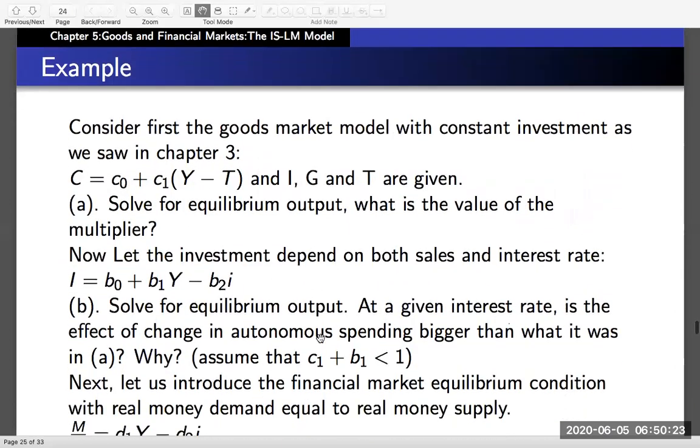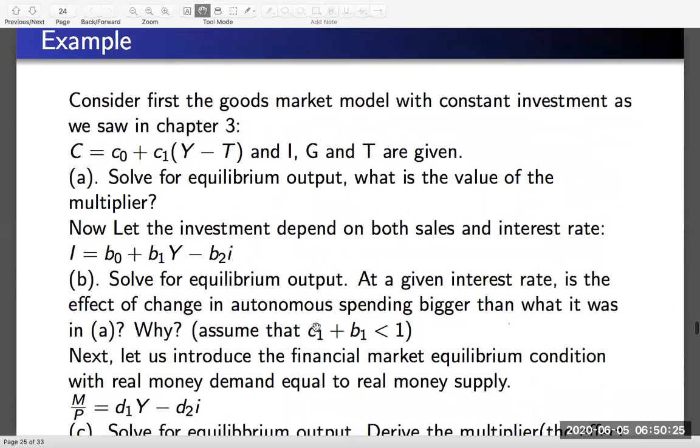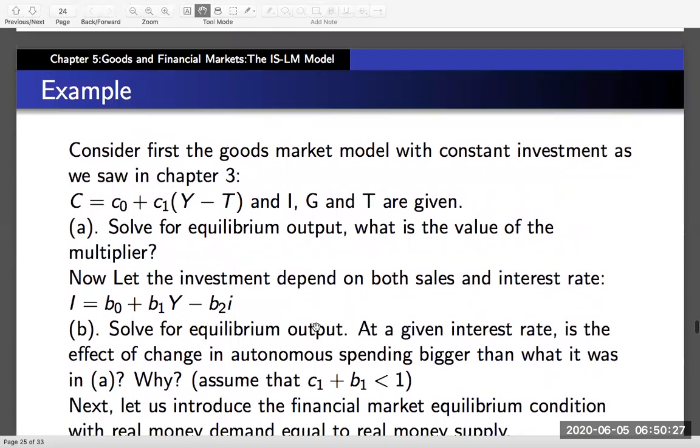Right, as usual, I put an example. Why? Because I think the best way to learn as an economics student is through examples. So here I went all the way out and found an example, and I want us to discuss how to go about it. So of course you have C, I, G, and T. So solve for the equilibrium output. What is the level of the multiplier?